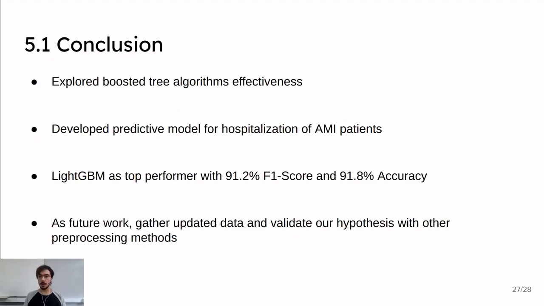So, in conclusion, we explored various machine learning methods, focusing on gradient-boosted tree techniques, demonstrating their remarkable effectiveness compared to previous studies. Among the models, LightGBM emerged as the top performer on the test set, achieving an impressive F1 score of 91.2% and an accuracy of 91.8%. Using TreeSHAP to interpret the LightGBM model, it was identified that systolic blood pressure, time elapsed from attack to hospital admission, and the relapse of pain on the third day were the most significant factors influencing predictions.